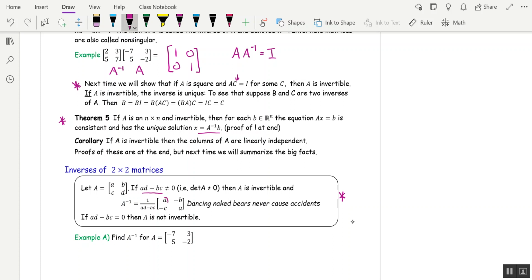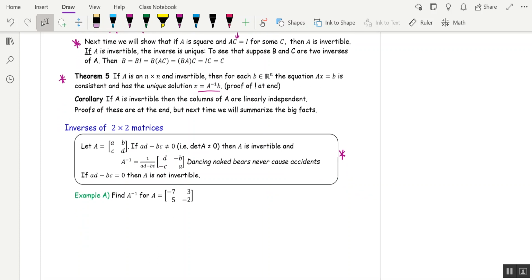Dancing, that's D. NB is for minus B. Never cause, that's minus C. Accidents is A. So it's a silly mnemonic device, but it works. All right, so let's find A inverse for this matrix here. We take 1 over the determinant, and the determinant is 14 minus 15, which is negative 1. And then we swap the negative 7 and the negative 2. And then we make the non-diagonal entries negative.